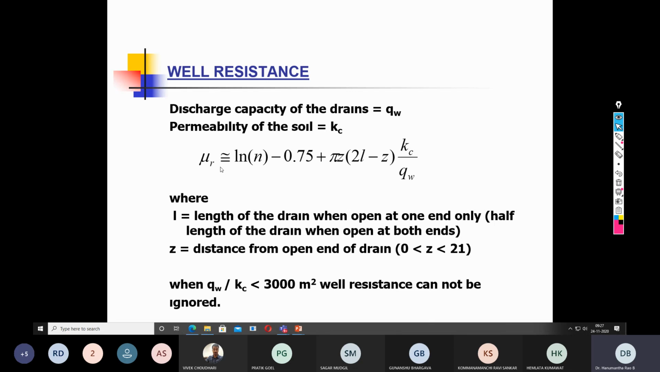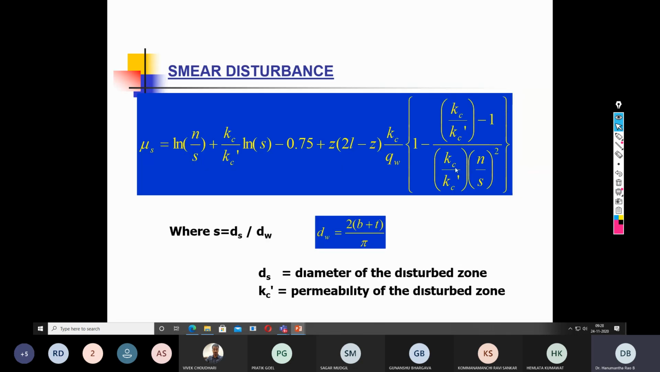So this equation accounts for well resistance. Well resistance is typically attributed to the drainage properties. This equation accounts for the well resistance and the smear disturbance. Smear disturbance means, as I told, a very thin layer of soil getting disturbed during the penetration of a mandrel. When there is a change, there is also a change in the permeability value. That permeability is accounted for as Kc dash, as you can see here.